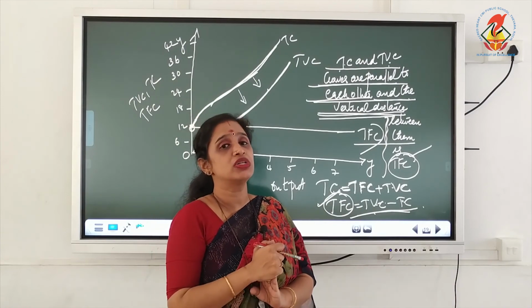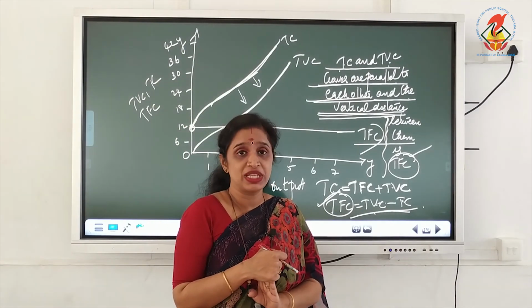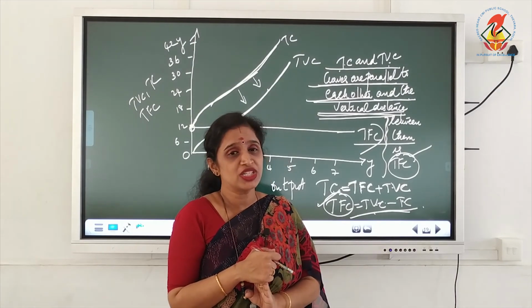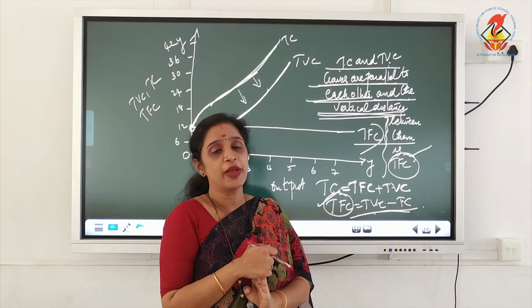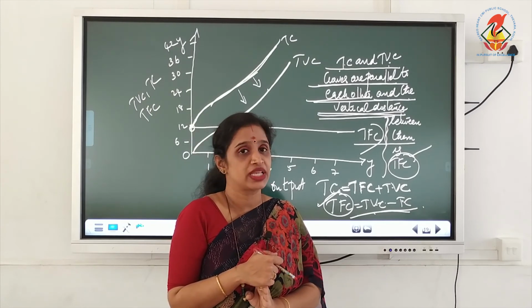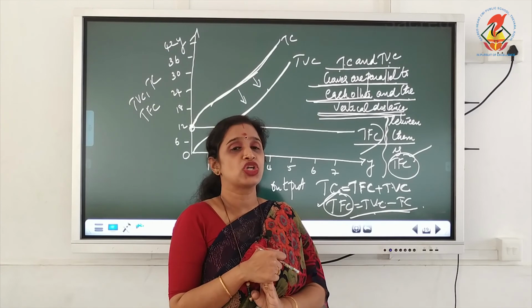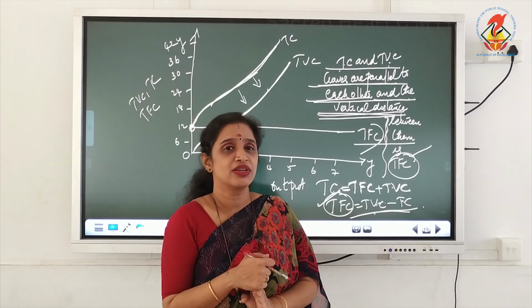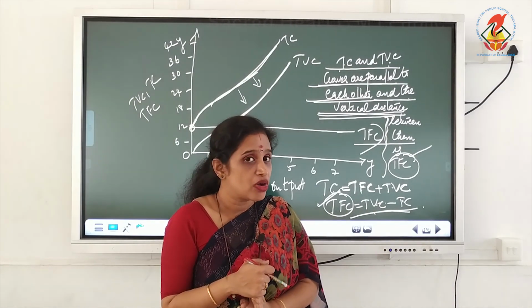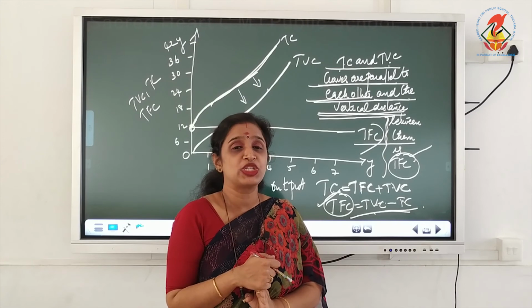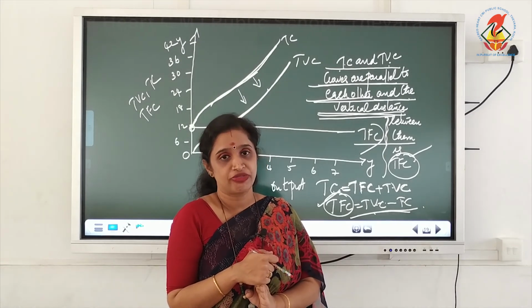We have learned about the types of cost: explicit and implicit cost, explicit being hiring from outside, implicit being the cost of production from own resources. Then comes opportunity cost, the cost of the next best alternative sacrificed. Then we learned about the short run cost. Two types are there: total variable cost and total fixed cost. What is total fixed cost? The cost which remains the same at all levels of output.